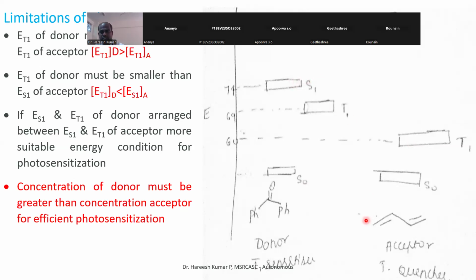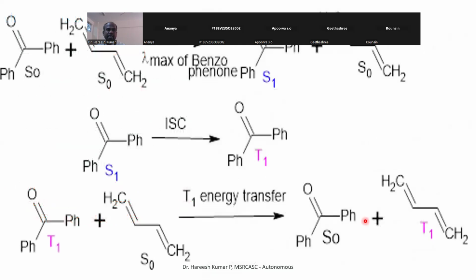With this, I can go to the next slide. In the next slide, I'm taking a few examples. The first example is benzophenone. Benzophenone means two phenyl groups are attached to the carbonyl carbon.